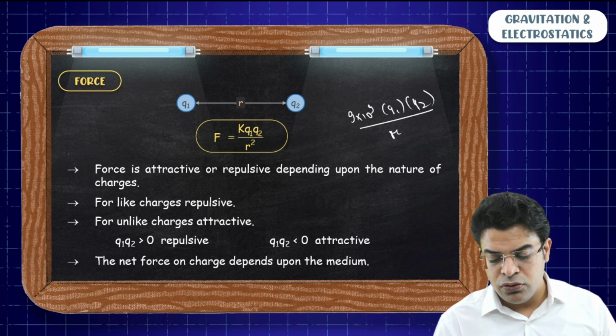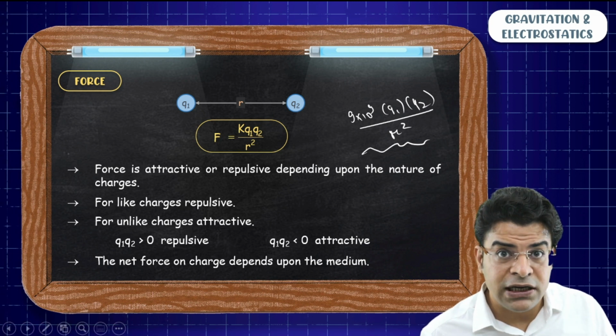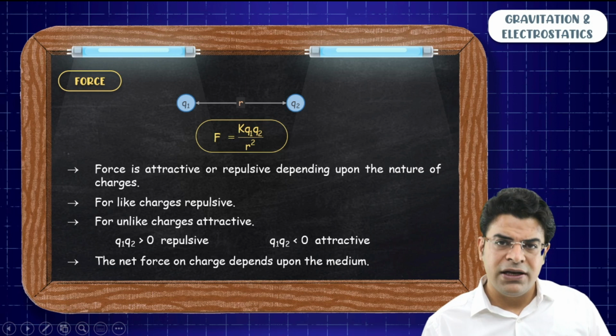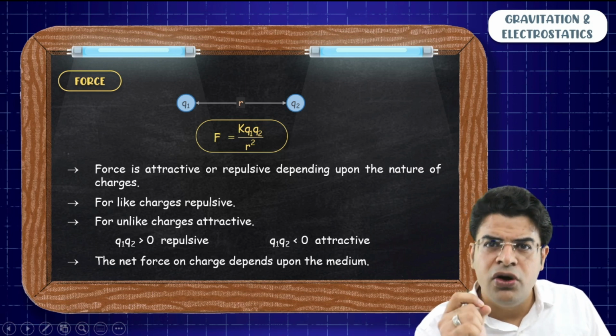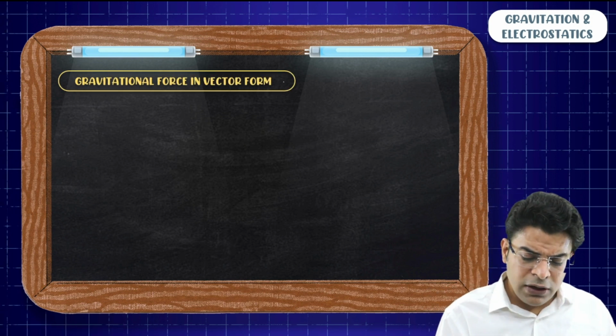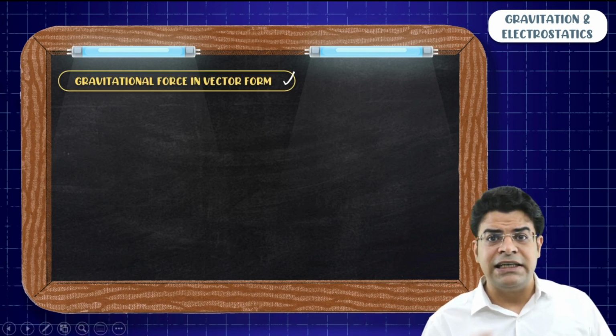Then, sir, what to do? We will talk about this in detail once I start talking about Coulomb's law in detail. But right now, let's focus on gravitational law and understand it better in detail. So, how to write gravitational force between two masses in the vector form?